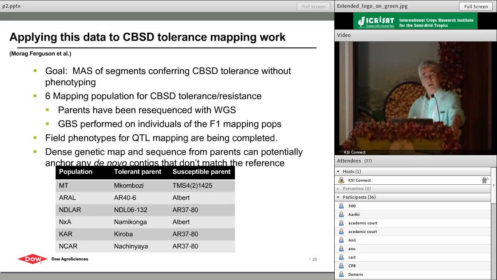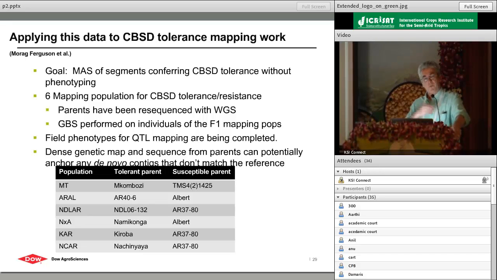So where we are right now, there are 6 mapping populations as part of that project. Each one has had the parent sequenced and the population genotyped by GBS. All of that data was part of the data I've already talked about. Unfortunately, the phenotypes are not quite ready, so I can't tell you where these traits are mapping to, but we're going to find out very soon. And this is when these two projects will really come together and point to how genomics is really benefiting cassava.